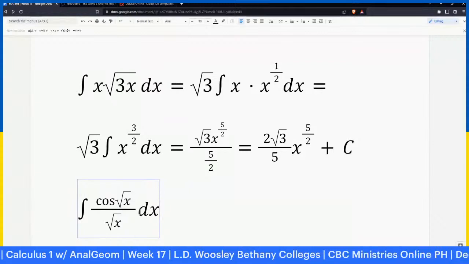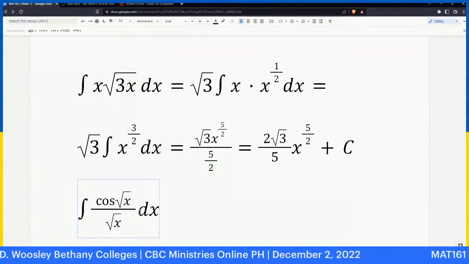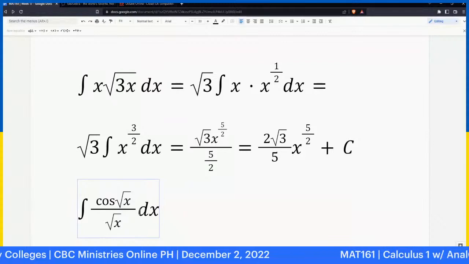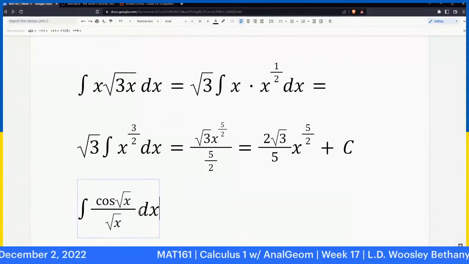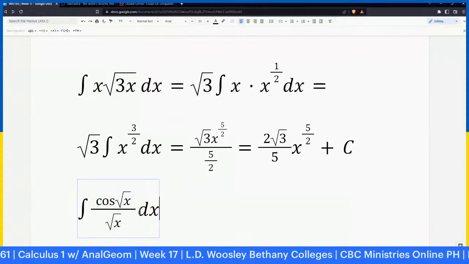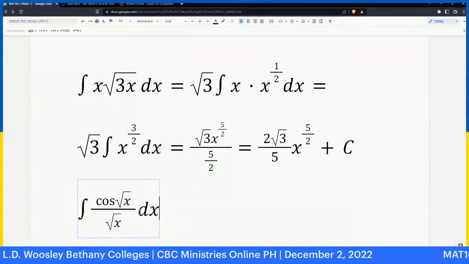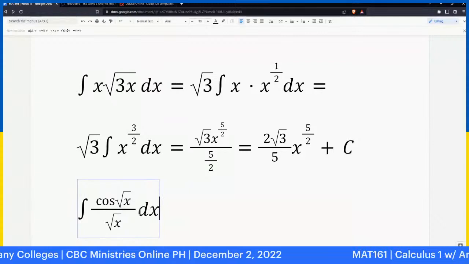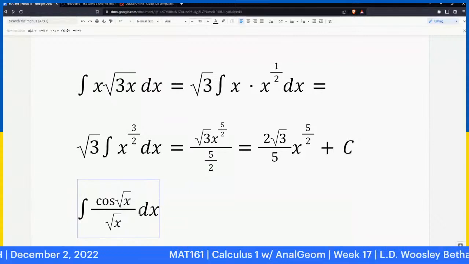Tanggalin po yung square root sa denominator po, sir. Okay, mag-focus kayo dun sa trigo function. Anong gagawin niyo dun? Para lang siyang cosine u du. Integral of cosine u du. Hanapin niyo muna yung u. U is equal to square root of x. What is du? Ganun lang siya.